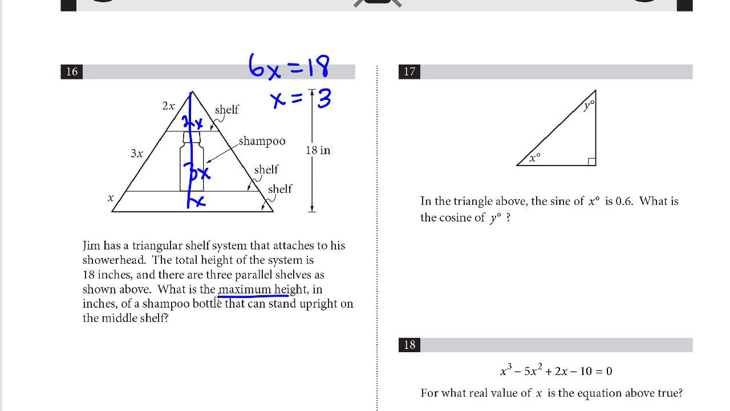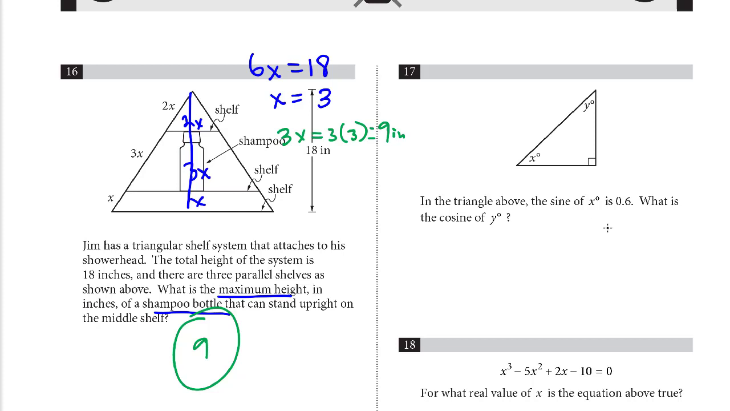And we want to know what the maximum height of a bottle in the middle shelf would be. Well, that middle shelf represents 3 times x. So 3x equals 3 times 3, which is 9 inches. The correct answer for 16 is 9.